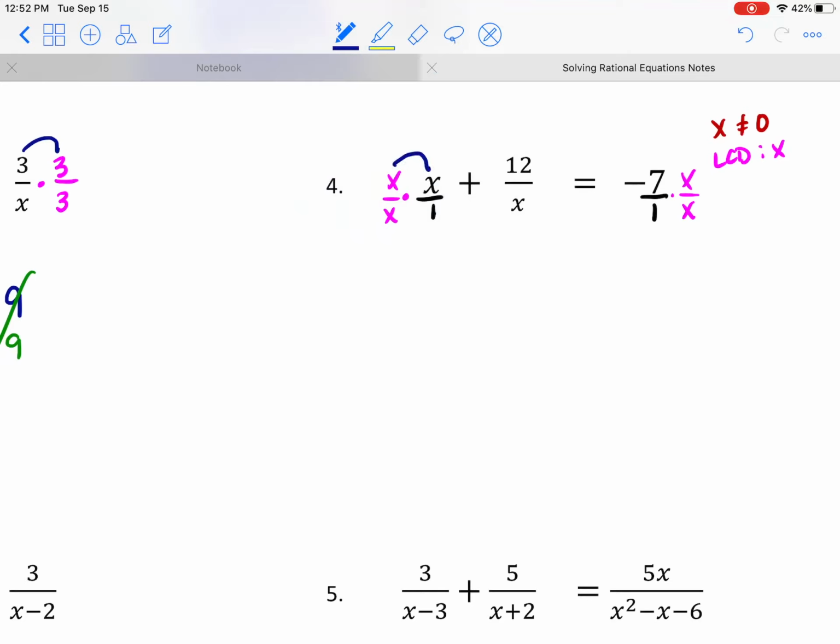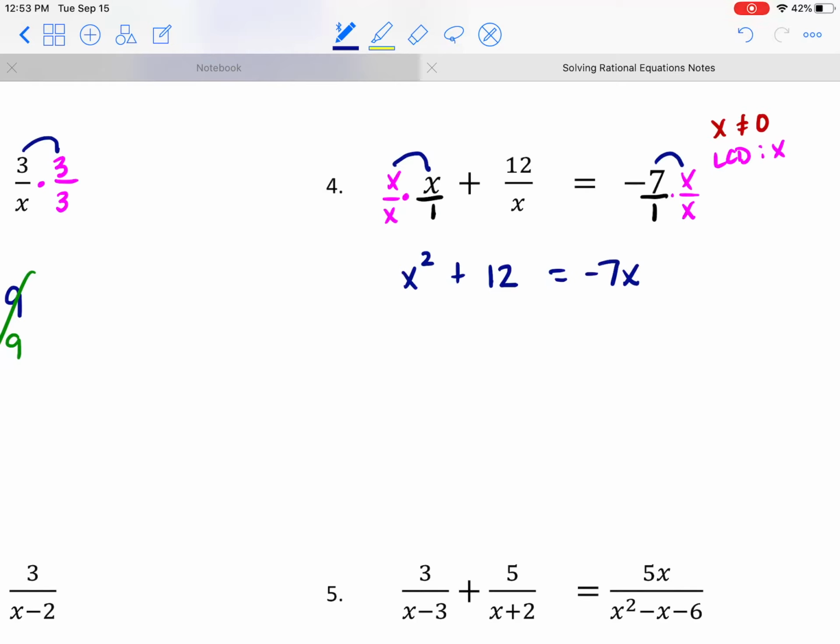So this numerator, x times x, is going to give me an x squared. Bring down the plus. Second numerator has a 12 in it. Bring down the equal. And then the third one is going to give me a negative 7x. So now here's the equation I'm left to solve.